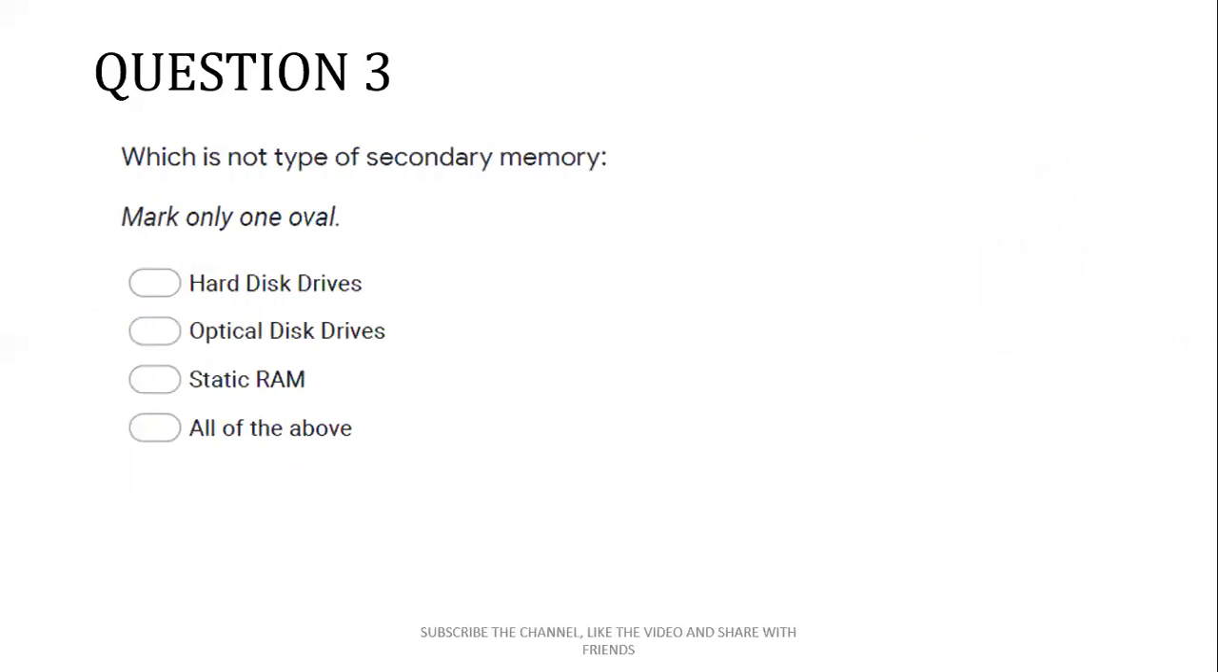Next question: which is not the type of the secondary memory? So you have to mark only one oval. Hard disk drive, that is secondary memory. Optical disk drive, they are also secondary memory. Static RAM, they are part of primary memory. They are like primary memory, so they are not a type of secondary memory, so you can mark it. So this is the correct answer.